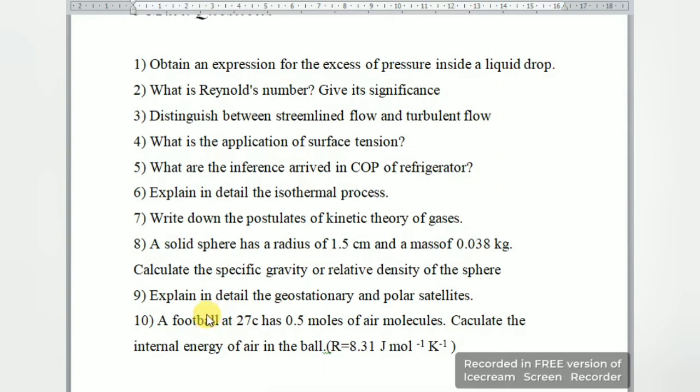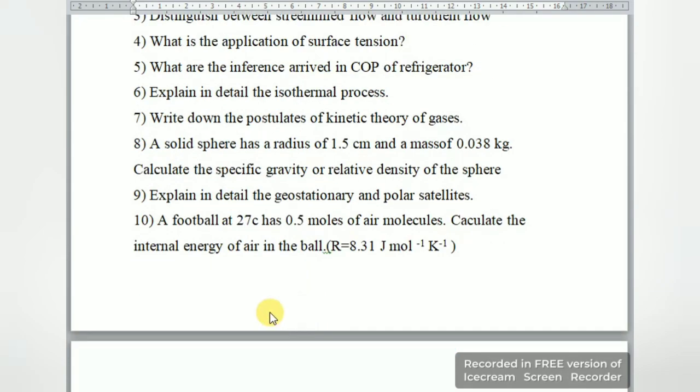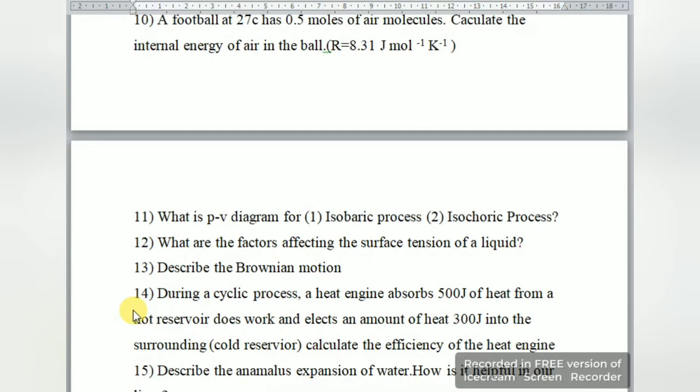Next one, explain in detail the geostationary and polar satellite. Important question. Next one, a football at 27 degrees Celsius has 0.5 moles of air molecules. Calculate the internal energy of air in the ball, R is equal to 8.31 joule mole minus 1 K minus 1. Next question, what is the PV diagram for isobaric process, isochoric process?